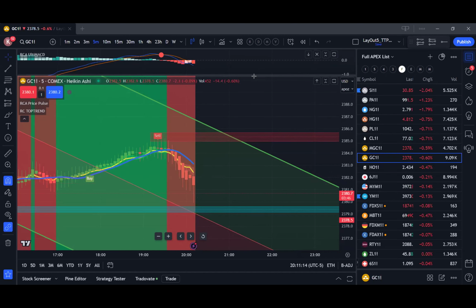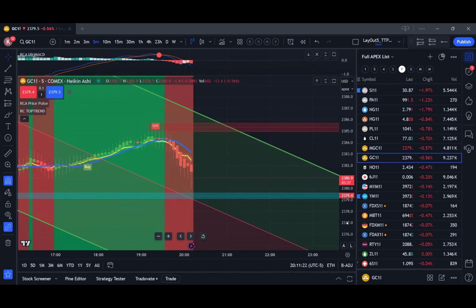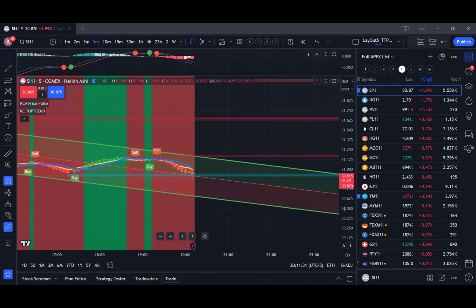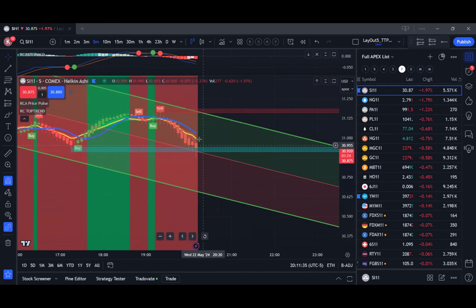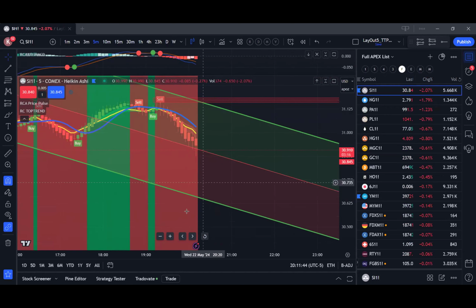Again, it printed the dark red. That means sellers again took the control. This time, if it breaks the support, it can come all the way down. Last time, this level acted as the support. It went up. Now it is trying to break it.